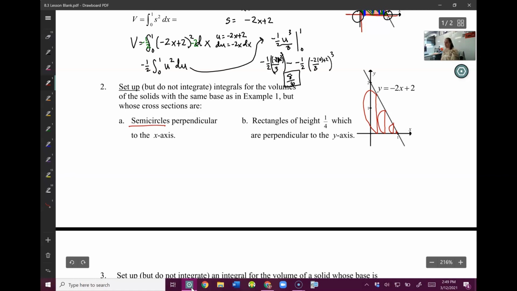This says to just set up the integral, don't actually solve it. So we know this should be the integral. This is in terms of x, and we want to do the area of our cross section, dx. Well, the area of our cross section, these are semicircles, so 1/2 pi r squared. And we know, now let's actually write this over here, that our limits go from x equals 0 to x equals 1.